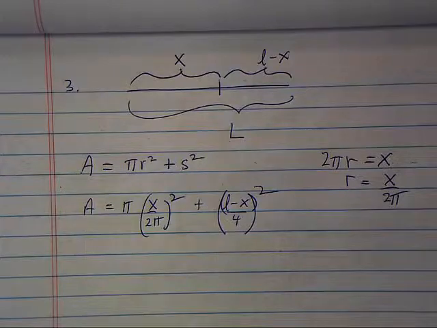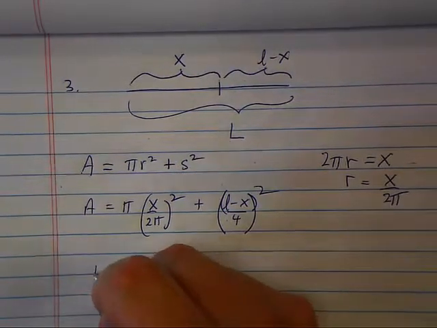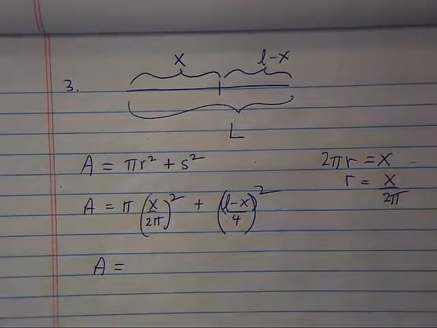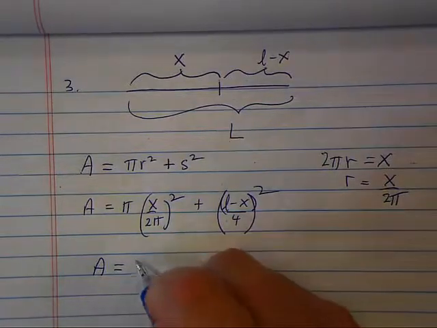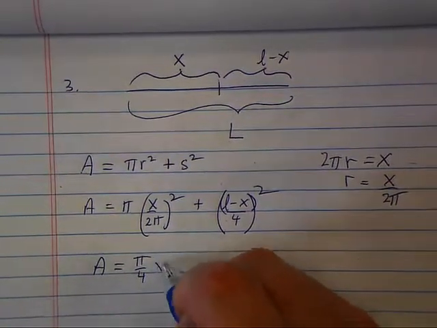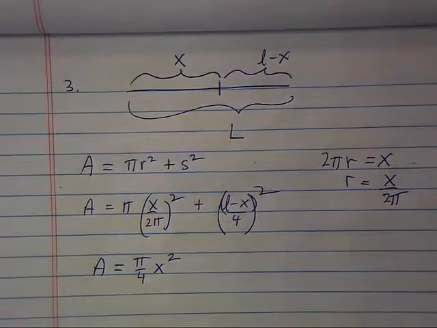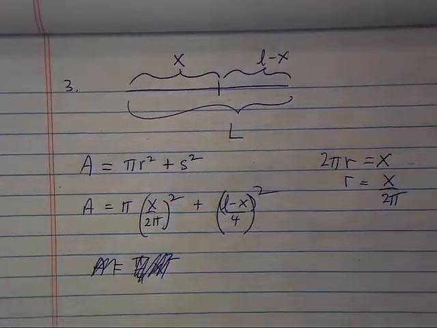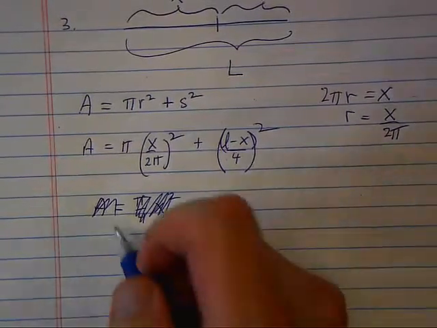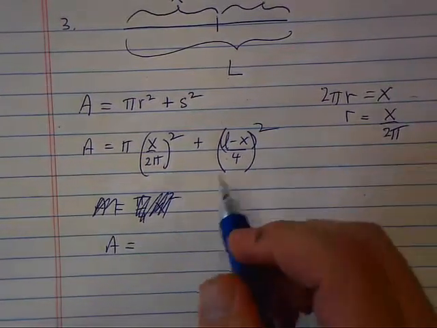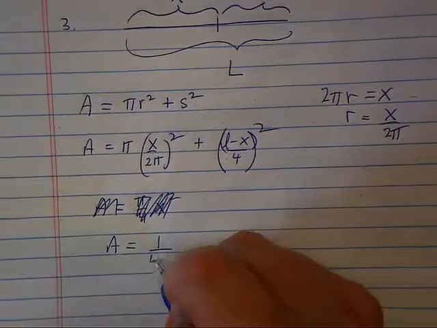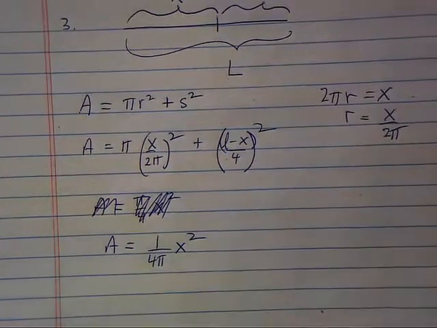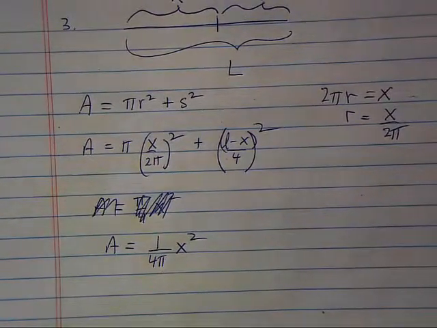All right, so I'm going to do a little bit of simplifying here before I find my derivative. A equals, I'm going to write this as pi over 4 X squared. How did I get, nope, that's not right. I made a mistake. How about A equals 1 over 4 pi X squared? How did I get that?